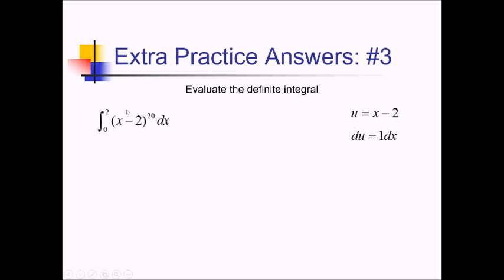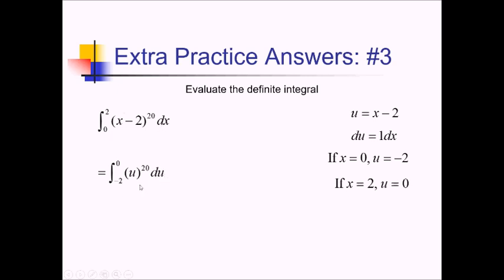If I have an x value of 0, that means I have a u value of 0 minus 2, so negative 2. And if I have an x value of 2, then I have a u value of 2 minus 2, which is 0. So plugging all that back in, we have the integral from 0 to negative 2. Actually, from negative 2 to 0, that's the direction. Negative 2 to 0. And then we're going to have u to the 20th. And then this is just going to be a du instead of a dx.